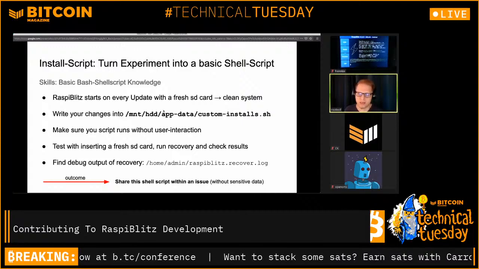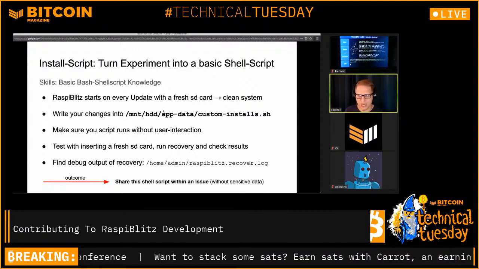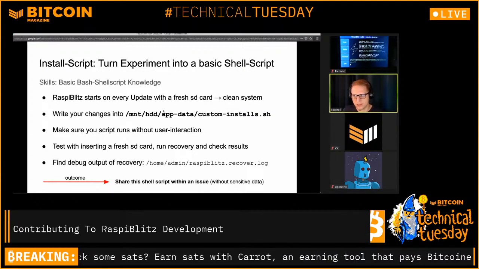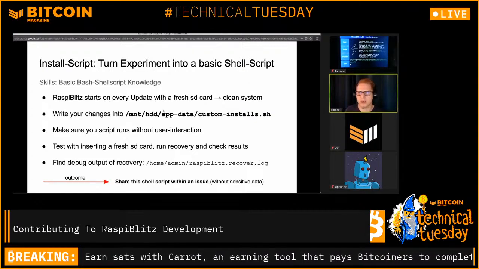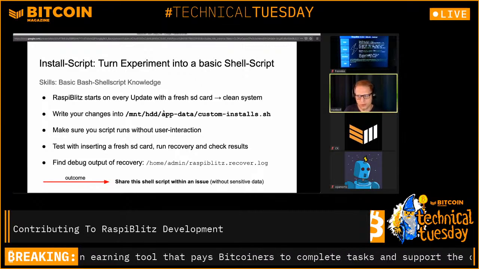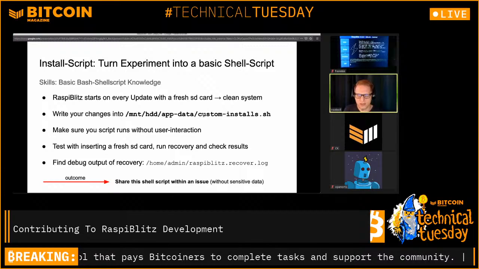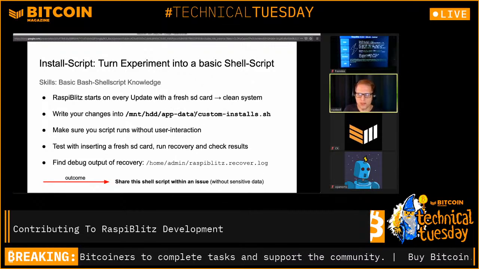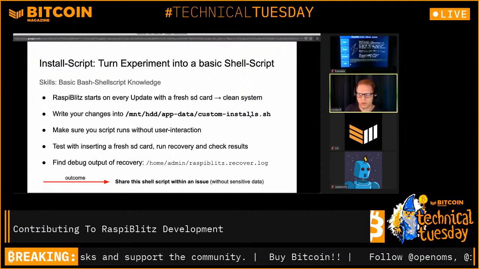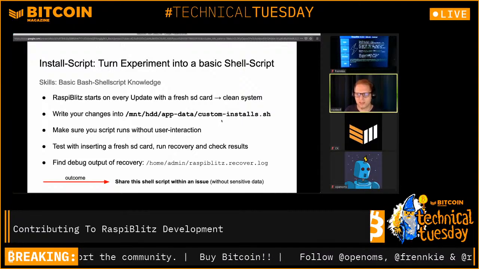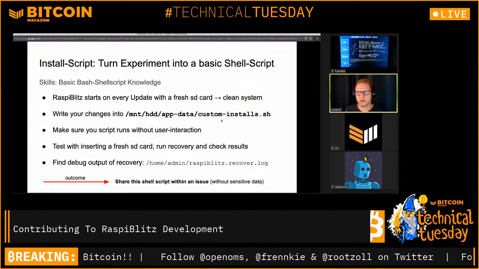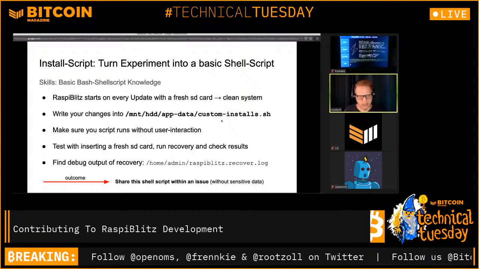In your normal system, this is an empty shell script, but you can fill it with your own commands. So if you did changes on your Raspiblitz and you want them to be redone at every update process, go on your hard drive in the app data directory. This is where the most precious data lives. Go into this custom install script and put the commands in there for all these modifications. Try to put them into an orderly fashion into a shell script.